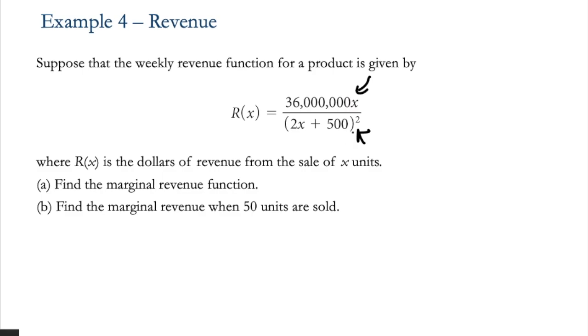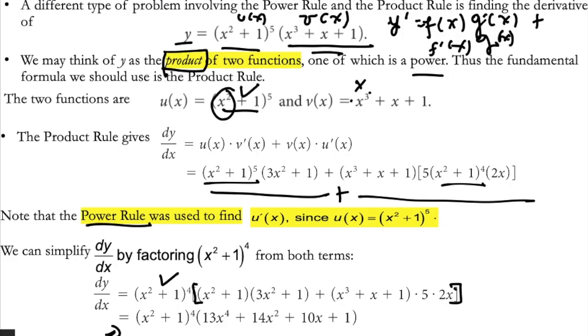So here we need to find the marginal revenue function. Marginal revenue function means R prime x, yeah? So in order to find this, you need to find R prime x using the quotient rule. And then after that, find the marginal revenue when 50 units are sold. Once you find this, insert x equals 50 to get the marginal revenue when 50 are sold. Alright, so how do we do it? We do it slowly here, one by one.